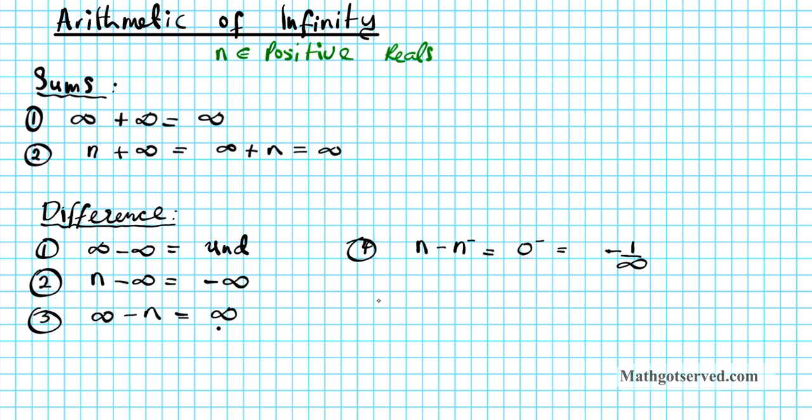And what if we have a real number that's really, really close to a positive number from the right, and you subtract a positive number from it? Well, what you have is an infinitely small positive number, really, really close to 0 from the right, and that can also be written as 1 over infinity.